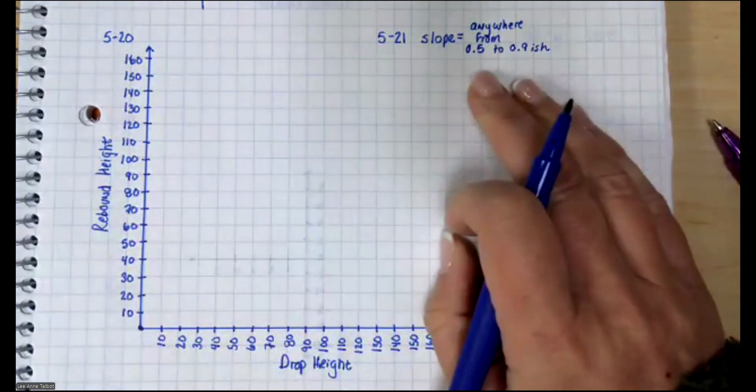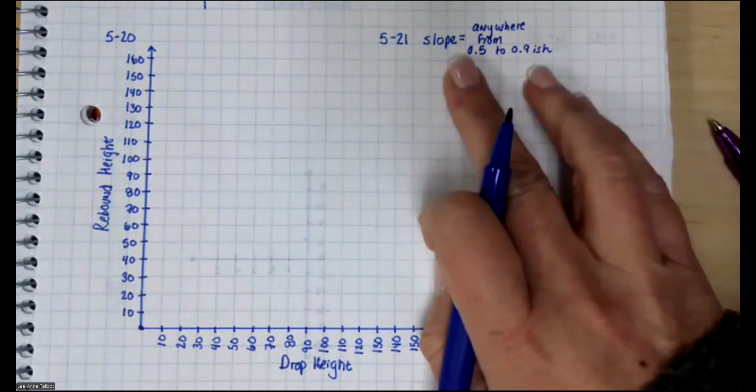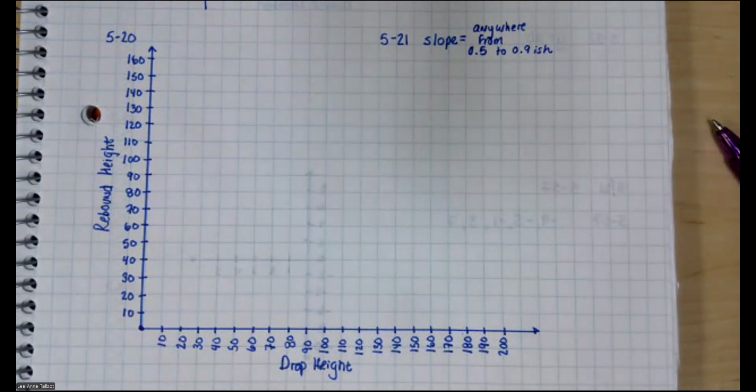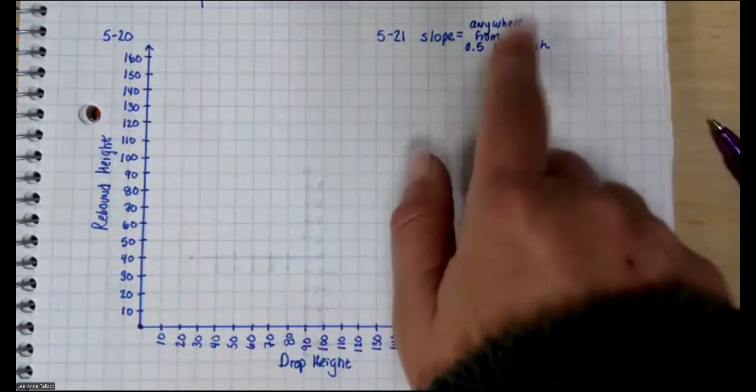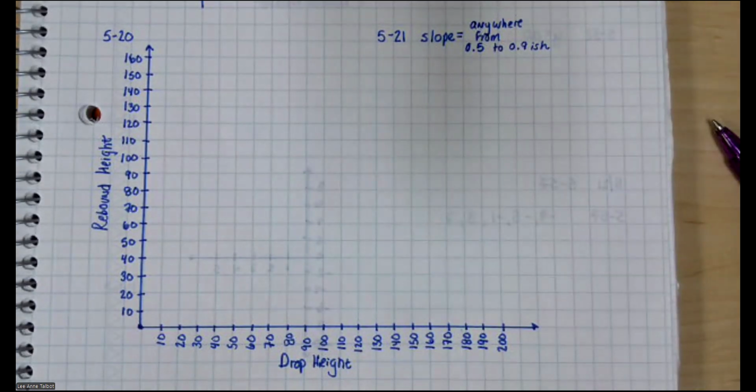Okay, so I'm looking for slopes anywhere from like 0.5 to 0.9-ish. Anything in between those is probably pretty reasonable for this, considering all of the conditions: stuff on the ground, wind, wonky old public school golf balls. So you guys should have dots. You should have a line, the slope triangle, and the slope, and then that's it.